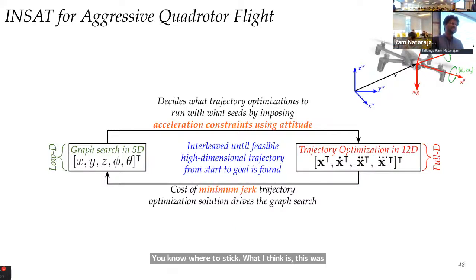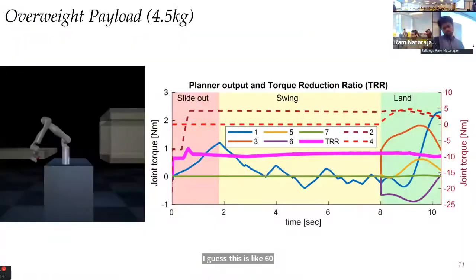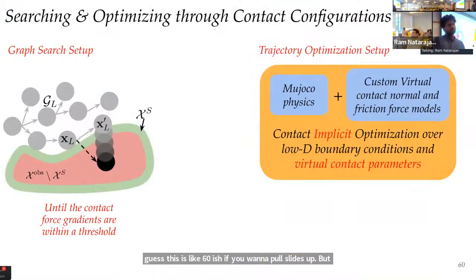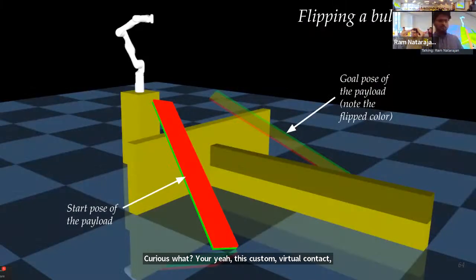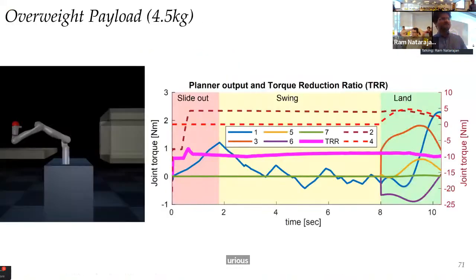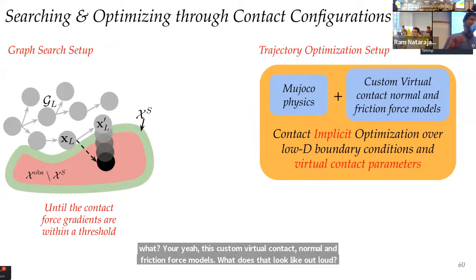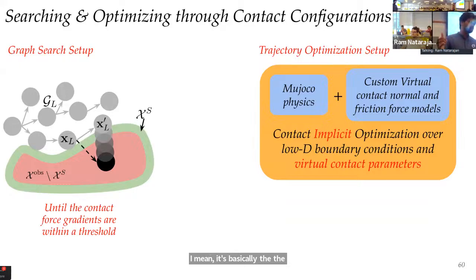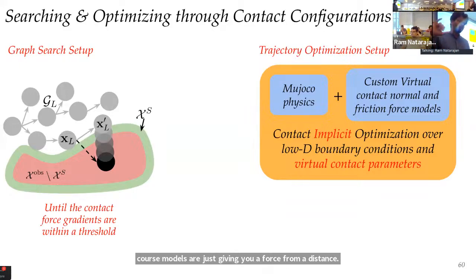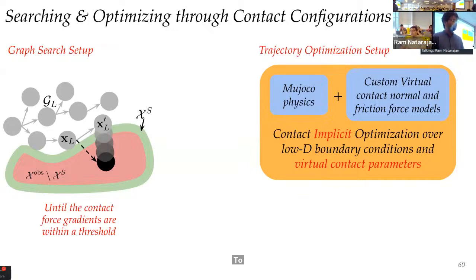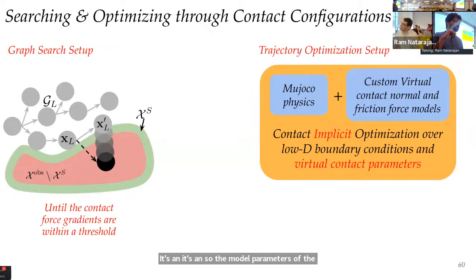What else? Okay, the last thing I wanted to poke at a little bit, because we've been doing this a lot lately, is your experience with the MuJoCo setup. Around slide 60, this custom virtual contact normal and friction force models, what does that look like? I had the math there. Tell me out loud, you don't have to go super crazy. The custom friction and normal force models are just giving you force from a distance. In addition to MuJoCo's soft model, I'm adding a force from a distance to the contact normal forces. So you were adding this into the dynamics constraints, not in the objective. The model parameters of my virtual contact model are in the objective.